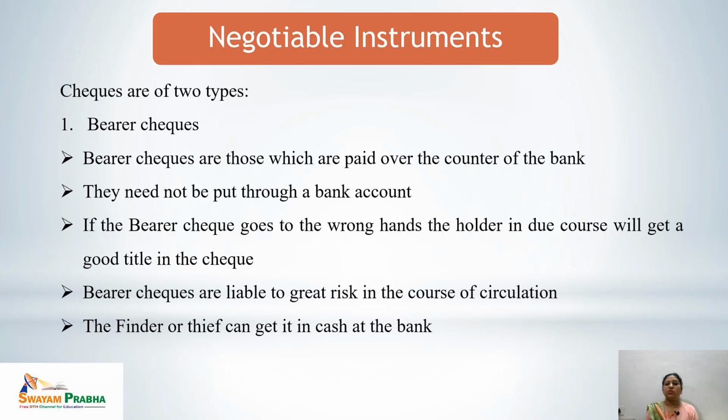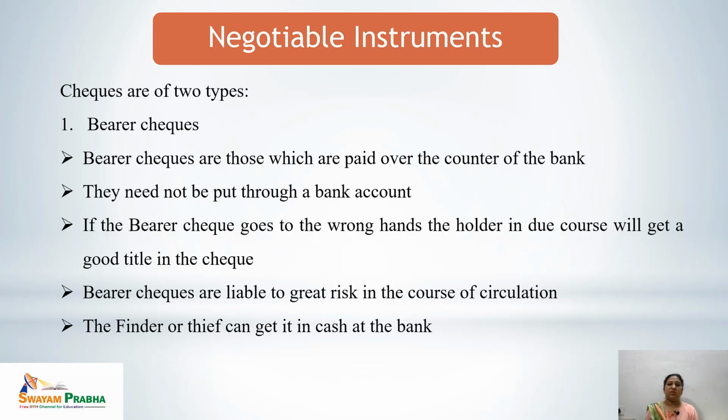If the bearer check goes to the wrong hands, the holder in due course will get a good title in the check. The holder in due course would be the person who finds the lost check. That person would have the good title of the check and would be allowed to have payment for that particular check. Bearer checks are liable to great risk in the course of circulation, because there are chances of loss of the check.